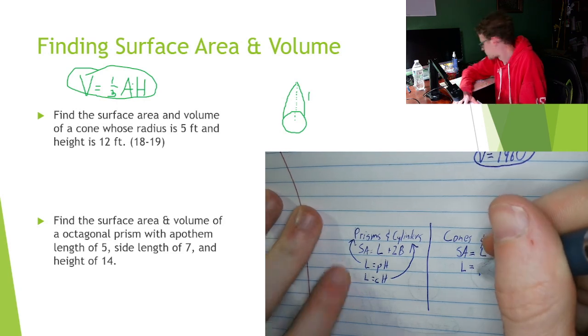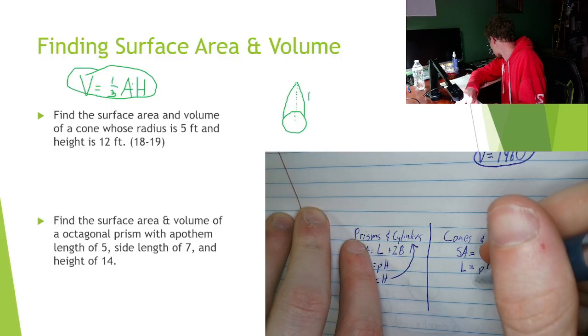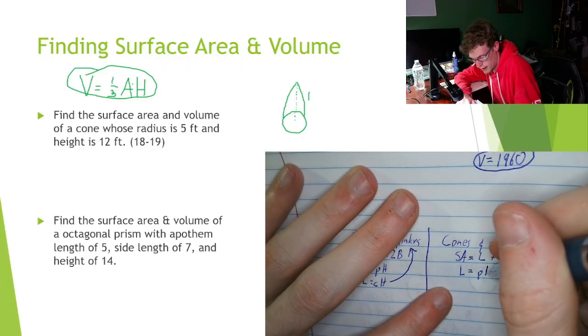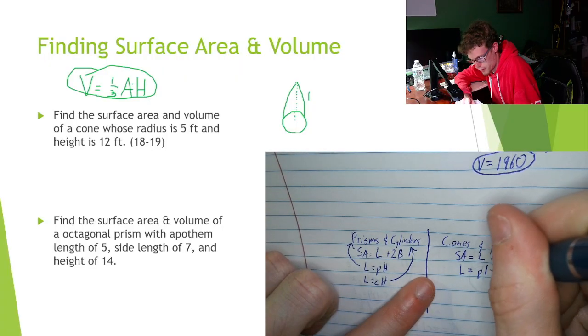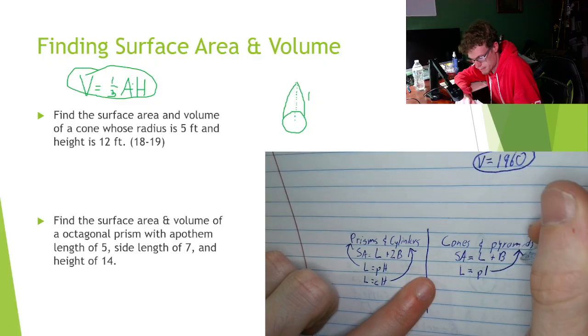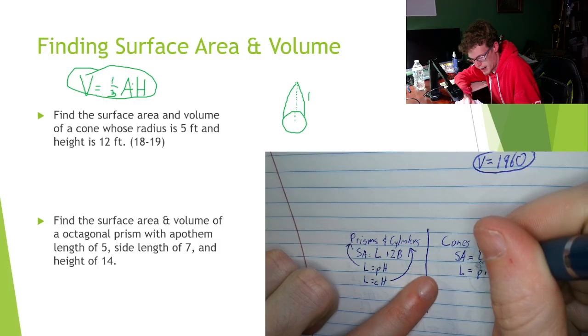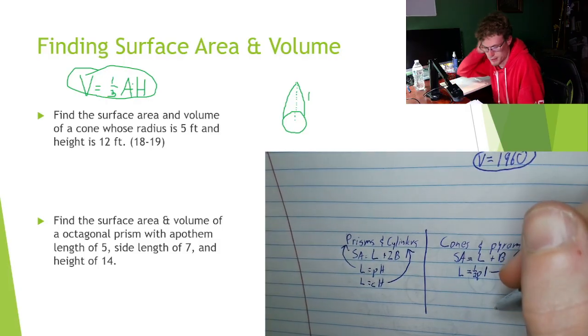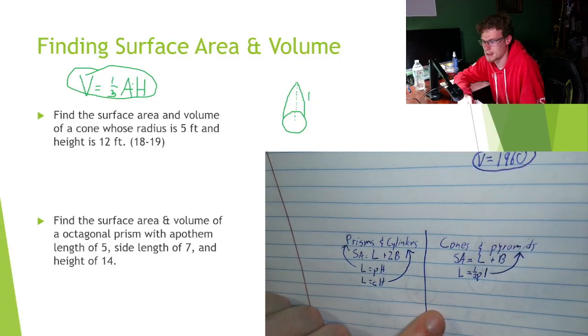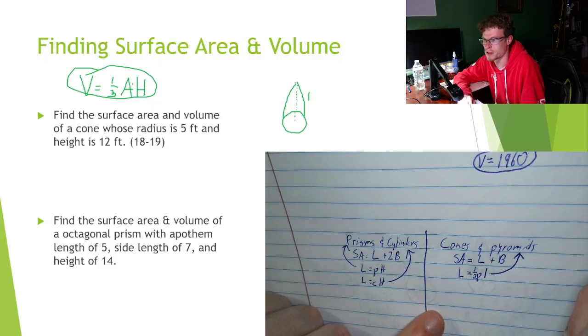Just as a reminder there. Okay? And that applies to pyramids. And keep in mind that it's also going to be 1/2 perimeter times slant height. Why? Because they're composed of triangles. Right? So you're finding the area of multiple triangles there.